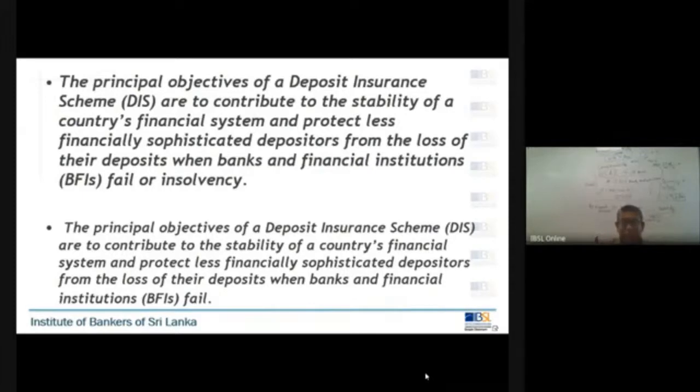Now we discuss the objective of a deposit insurance scheme. What is the main objective of the deposit insurance scheme? As we explained earlier, the principal objective is to contribute to the stability of the country's financial system and protect less financially sophisticated depositors from the loss of their deposits when a financial institution fails or becomes insolvent.